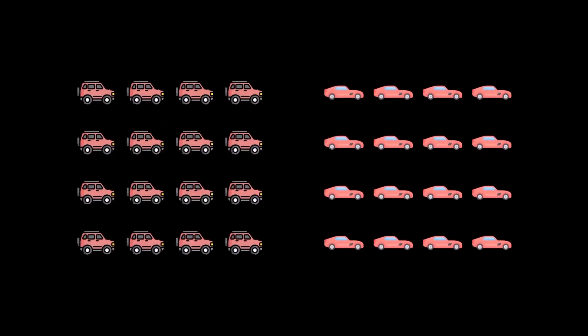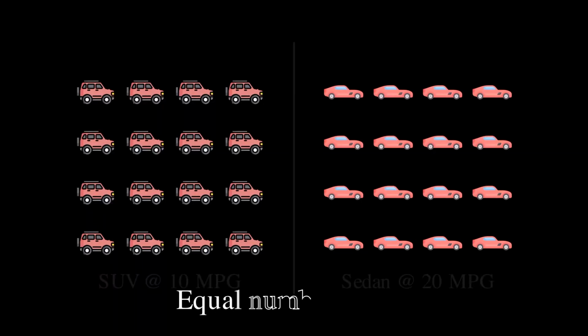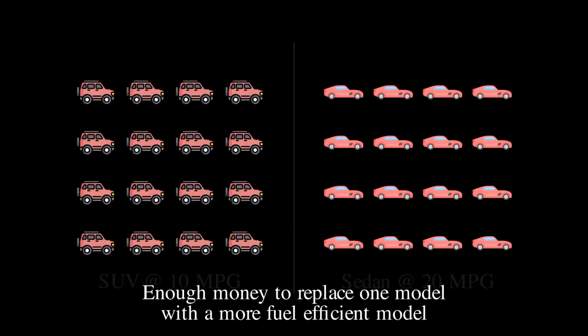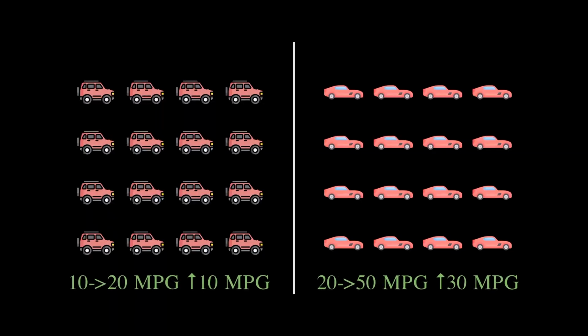Now let's take another example. Say you're a manager of a rental company and your job is to reduce the capital expenditures. And say you have got 2 fleets of cars. One is an SUV which gives 10 miles per gallon and a sedan which gives 20 miles per gallon. For the sake of this example, there are equal numbers of those and each of those cars is traveling 10,000 miles a year. To make it more interesting, say you have enough money to replace one model with a more fuel efficient one. And say these are the numbers.